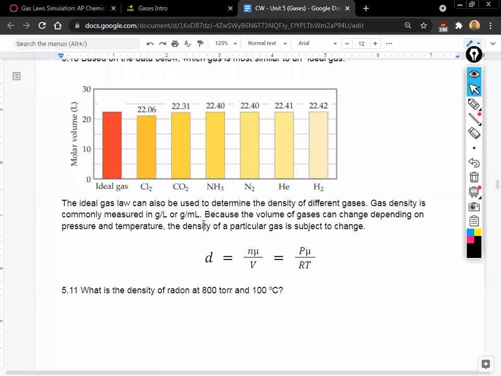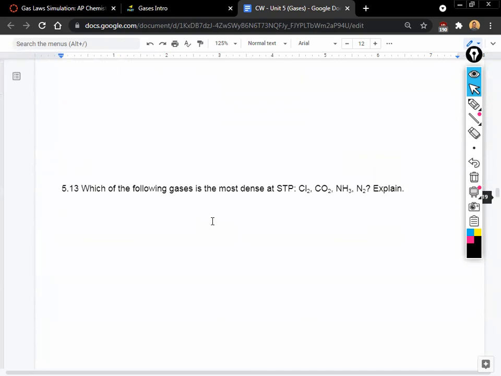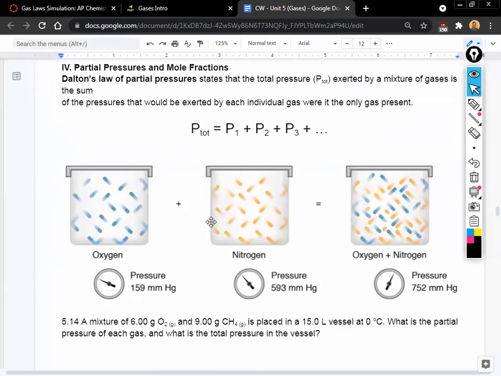All righty, guys, let's bring it all back together, and then we'll move on to the next topic. We're gonna skip the next couple problems, and we're gonna go to section 4. Okay, we're gonna be talking about something called partial pressure.